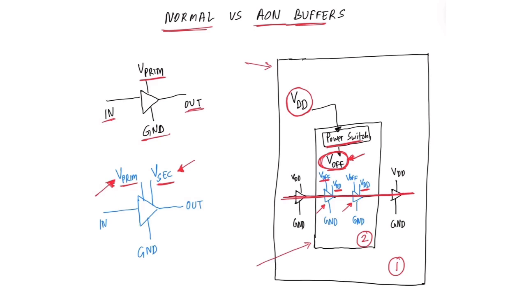So that is why we need always on buffers while buffering such nets through an area where primary power can be turned off.